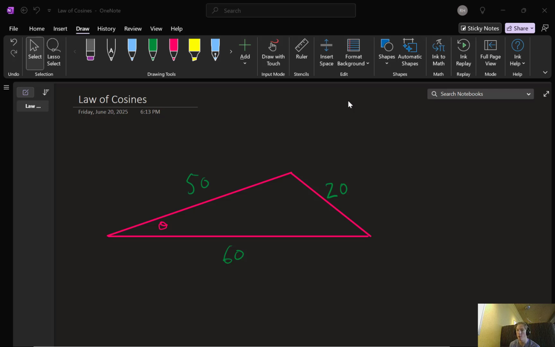Hello, in this video I'm going to show how to solve a law of cosines problem without using the law of cosines, and then using the law of cosines, showing how much easier it is if you have it memorized. But it is still possible to solve it if you don't have it memorized.